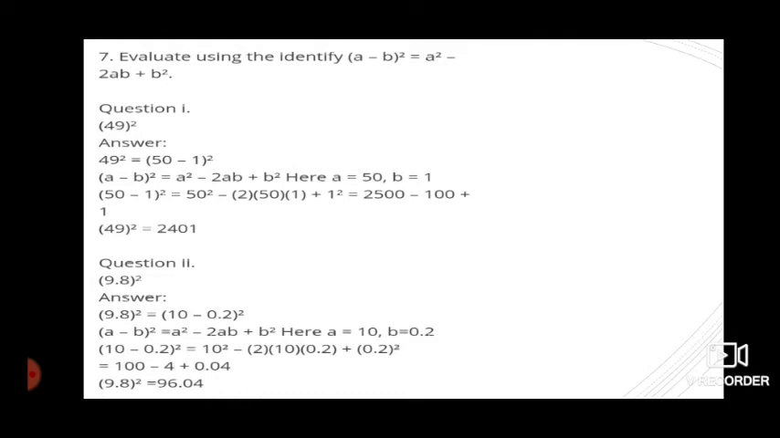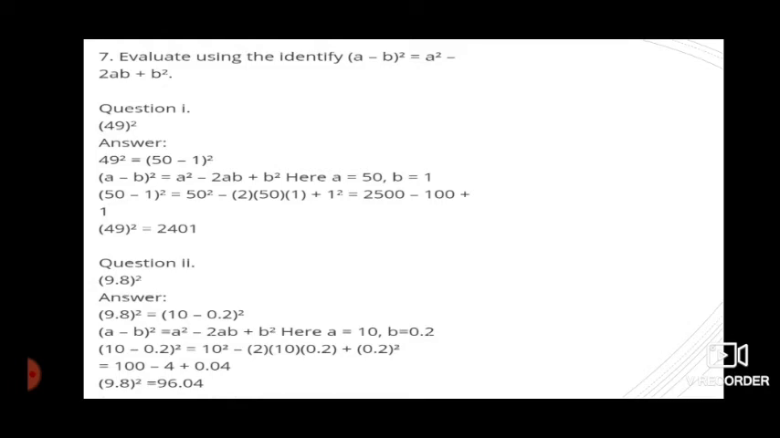Now a square means 50 square, minus 2ab means 2 into 50 into 1, plus b square, 1 square. It is equal to first 50 square, 50 into 50, 2500, minus the middle term 2 into 50, 100, 100 into 1, 100 only. Next plus 1 square means 1. Now 2500 minus 100 is 2400, plus 1, 2401.